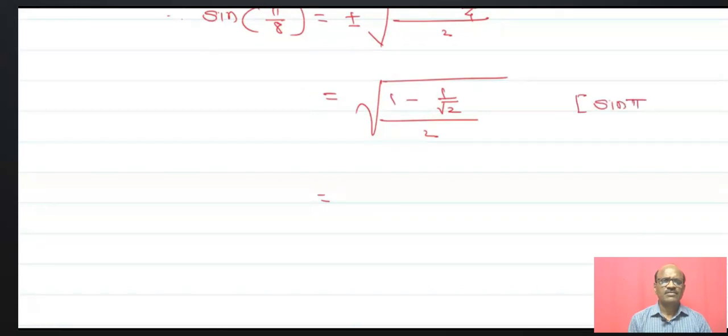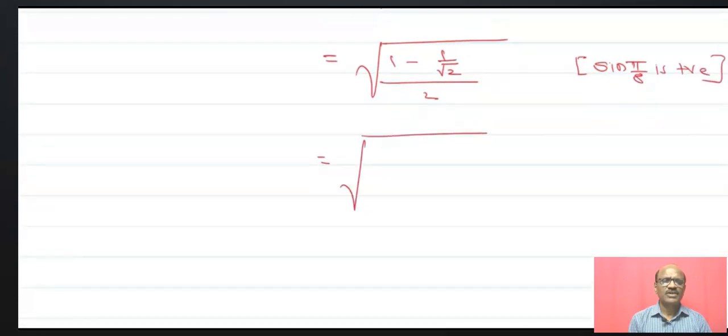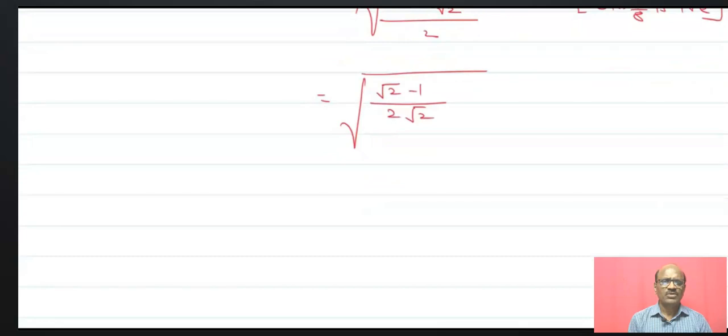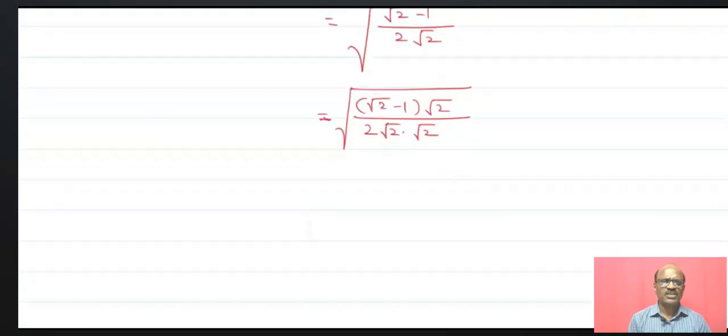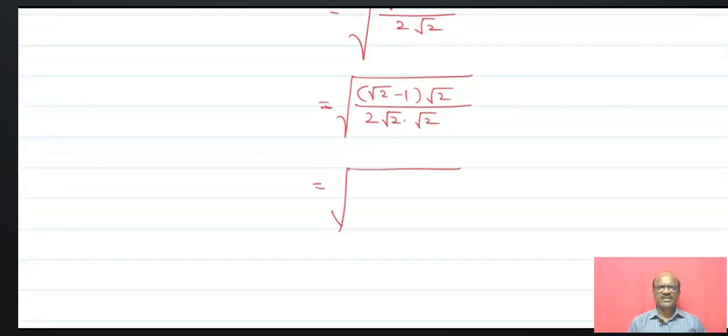That is, sine of pi by 8 is positive, that's why we have taken it positive. That is root 2 minus 1 upon 2 root 2. That is root 2 minus 1 upon 2 root 2. Now I have multiplied the numerator and denominator by root 2 for simplification here. Now simplify here.